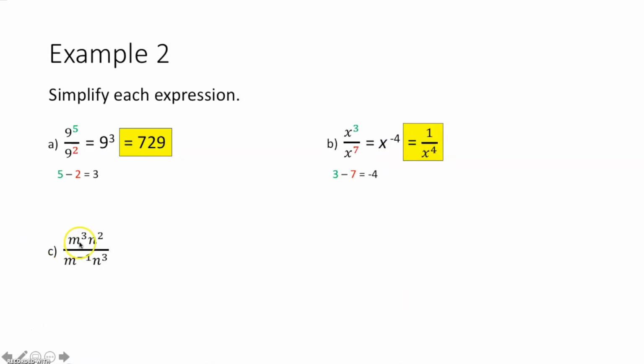Now for part C, you might right away be like, oh, we did this last time, right? We just have to simplify the numerator and denominator first. Well, no, right?